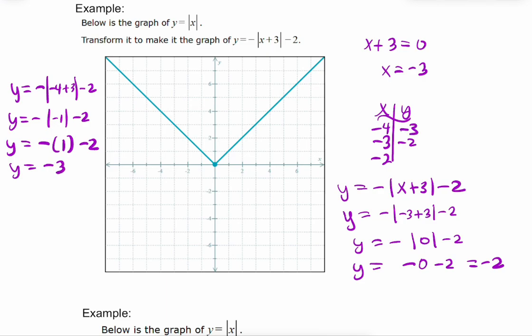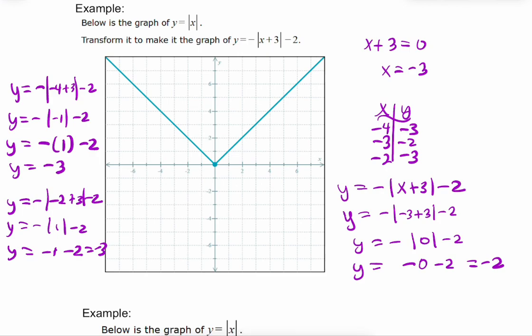Now, if we did it right, if we chose the correct vertex, the correct pivot point of our V, the point of our V, then when we plug in -2, we should get that same exact value. So let's try it. If I plug in -2, inside the absolute value, I get a 1. I get the answer, absolute value. The absolute value of 1 is 1, but the opposite of it is -1. -1 minus 2 is, oh my goodness, we did it right, -3. Okay, so that should always happen.